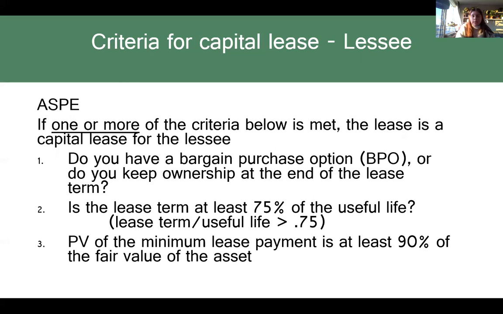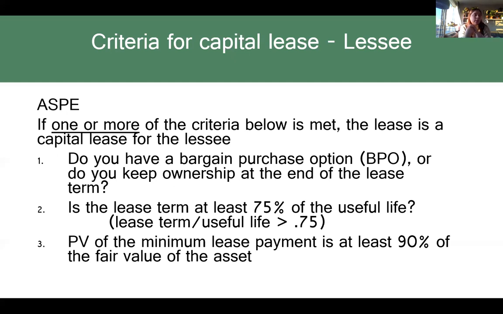The criteria for a capital lease for a lessee, so that's the criteria under ASPE, is they need to fulfill one of the three criteria here. The first one is, do they have the option to buy the asset that they're renting at a lower price than its fair market value at the end of the term of the contract? Or do they keep the ownership of the asset when the leasing contract is done? So if the answer is yes, then it's a capital lease. Second thing is the lease term, so the term of the contract: is it at least 75% of the useful life of the asset? If the answer is yes, it's a capital lease.